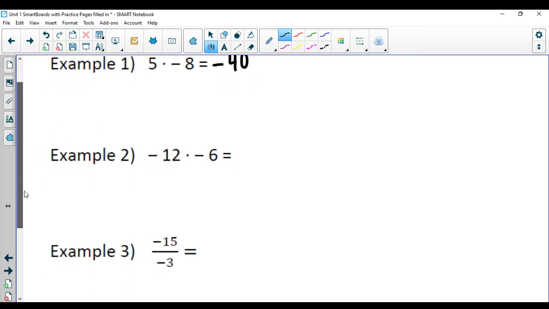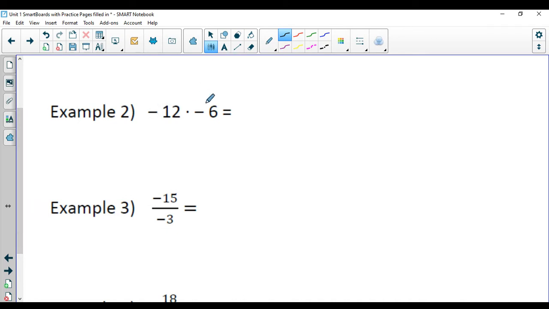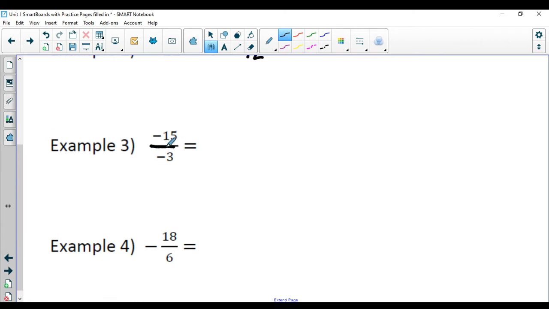Example number 2, negative 12 times negative 6. Negative and negative, so the signs are the same, so our answer is going to be a positive. We don't have to write a plus sign down, so we just do 12 times 6, 72. In example number 3, this bar right here is actually a division sign. It looks like a fraction, but fraction bars are just division signs. So we read this as negative 15 divided by negative 3. Start at the top and read going down, just like you do in a book. A negative divided by a negative, the signs are the same, so your answer will be positive. 15 divided by 3 is 5.